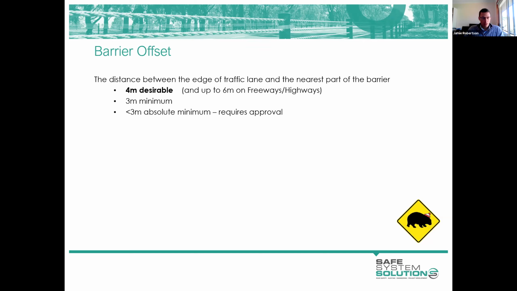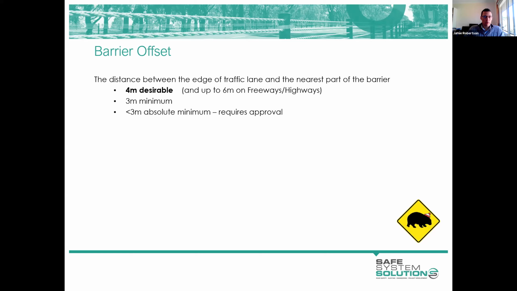3 metres is typically considered our minimum offset, and the Austroads Guide does talk about 3 metres, but a better practice, I would suggest, is to provide 4 metres. If you're not providing 4 metres, there are some things that you can do to mitigate the risk, such as providing some refuge bays where it is safe for people to pull over if and when they have to.